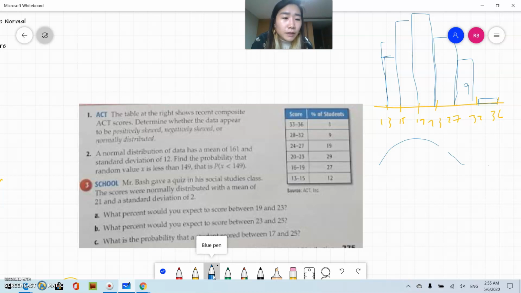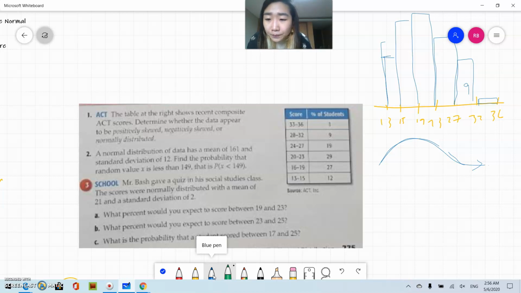The shape looks something like this, right? So it seems like it's skewed to the right. It's definitely unimodal, but it doesn't seem like it's normally distributed or negatively skewed, because the tail is on the right. So I would consider this as positively skewed or skewed to the right. Positively skewed is the same thing as skewed to the right.